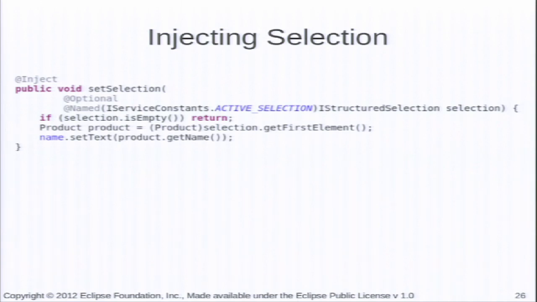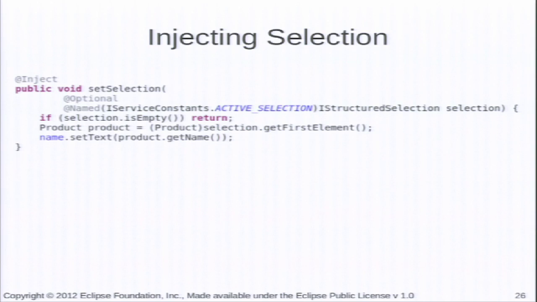So I create a method in my part class called whatever. Doesn't matter what it's called. I put the inject annotation on top of that method. And for the parameter, I say that first off, it's an optional parameter. If there is no selection, life goes on. I want to find a named thing. I'll tell you what that thing is in a second. I'm getting there. Give me the active selection.